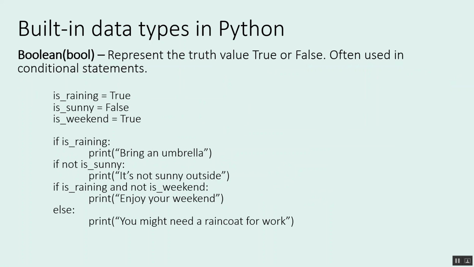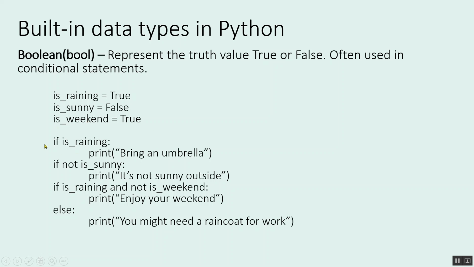Next is Boolean. It represents the truth value, true or false, often used in conditional statements. So for example, is raining equals true, is sunny equals false, is weekend equals true. As you can see here, class, the name of the variable is like asking a question. Is it raining? And those questions can be answered by either yes or no. Yes, if that's true. No, if that's false. So it's raining, it's true. It's sunny, it's false. It's weekend, it's true.